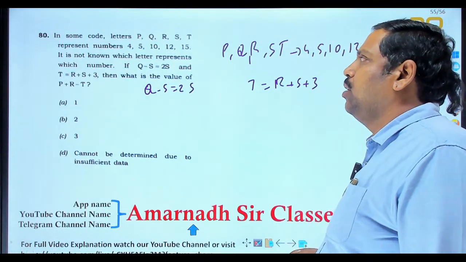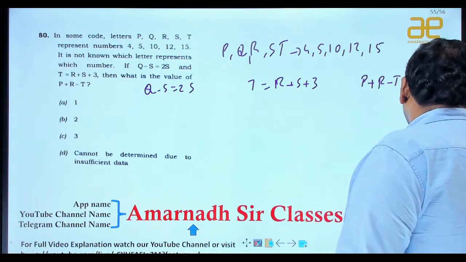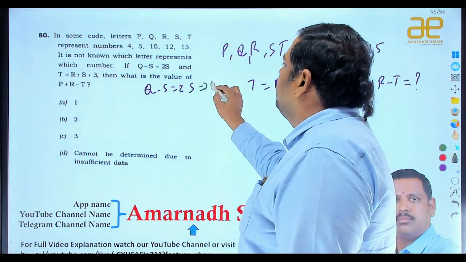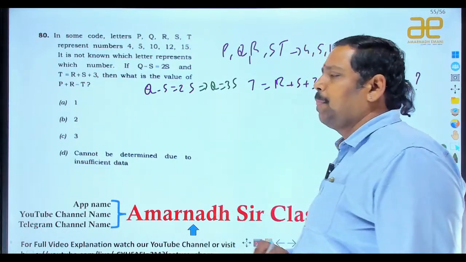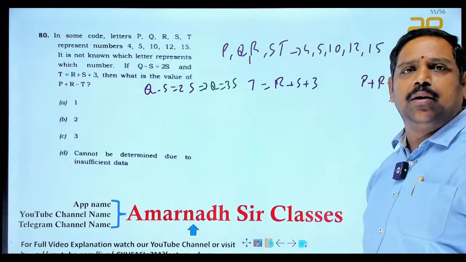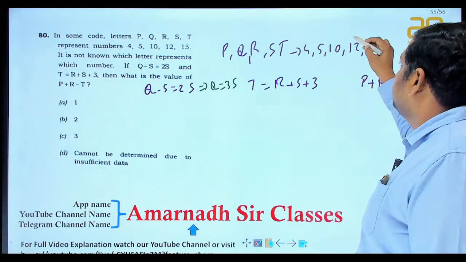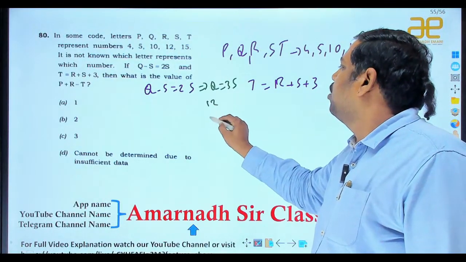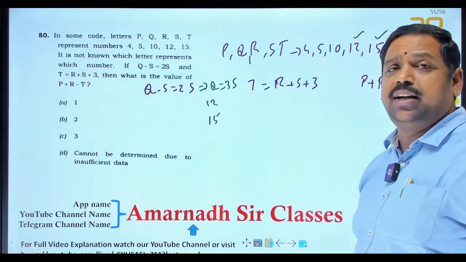Beautiful. Point 1. Observe this statement. Move the minus S this side: Q is equal to 3S. Right or wrong? So S and Q both will be among the three multiples, these two. Means Q will be either 12 or 15 because Q is 3 times S.